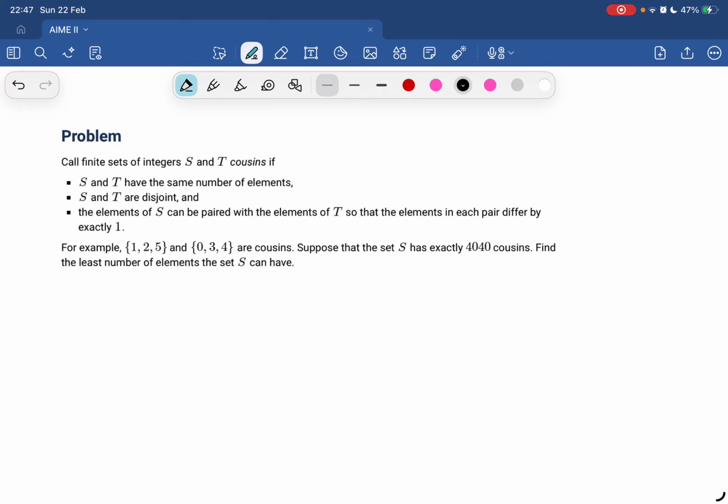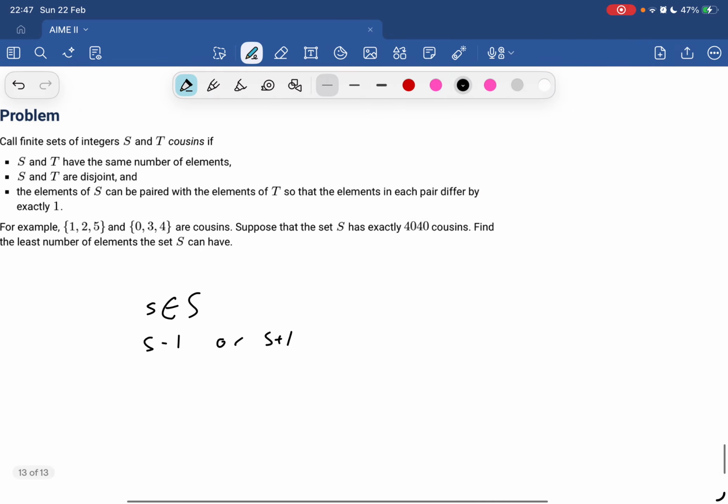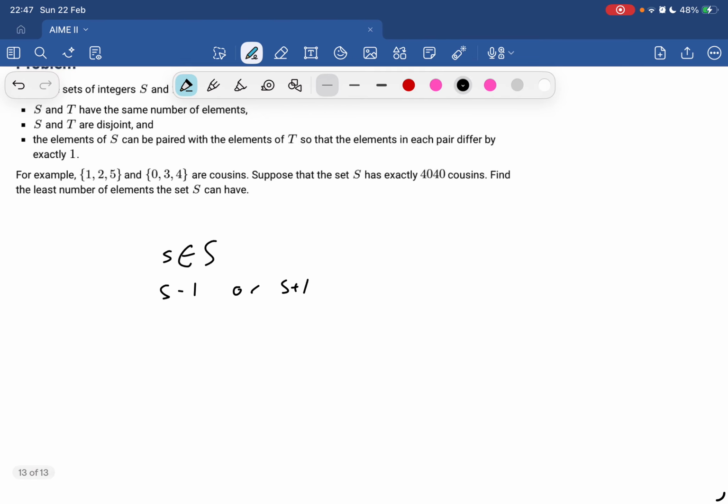Now we have to understand the pairing mechanism first. So take a single number s. Now it can only pair with s minus 1 or s plus 1, right? So each element gives two choices here. If all elements behave independently and the absolute value of S equals n, we will get 2 to the power of n cousins.